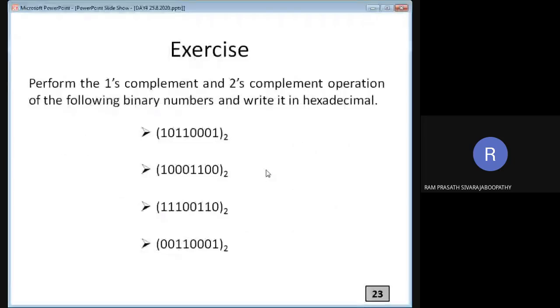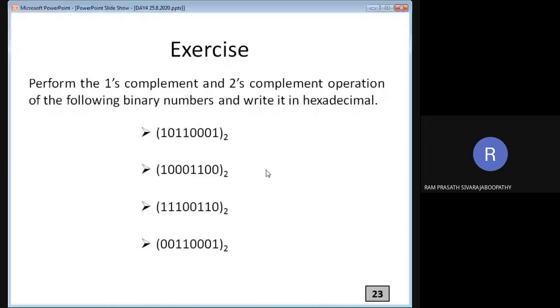Fine. So kindly note down this exercise. Next class நம்ம இதுக்கான answers பார்க்கலாம். You just take a screenshot. Find the 1's complement and 2's complement operation of the following binary numbers. We have to write the answer in hexadecimal. Already we gave a question with A, B for addition, subtraction, multiplication, division. Then you also do this. For these 4 numbers, do the 1's complement and 2's complement operations, convert the answer to hexadecimal and write it. In the next class we will discuss the answers.